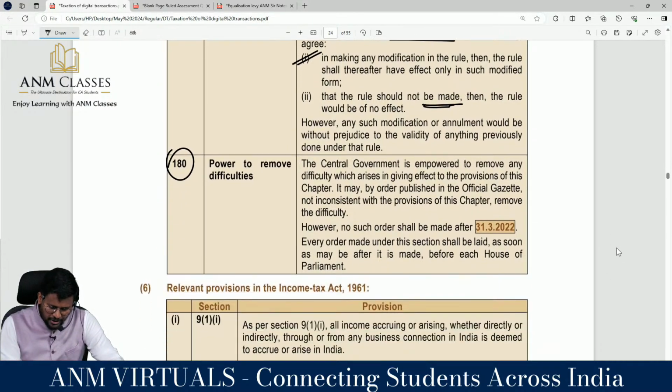However, any such modification or annulment would be without prejudice to the validity of anything previously done under that rule.